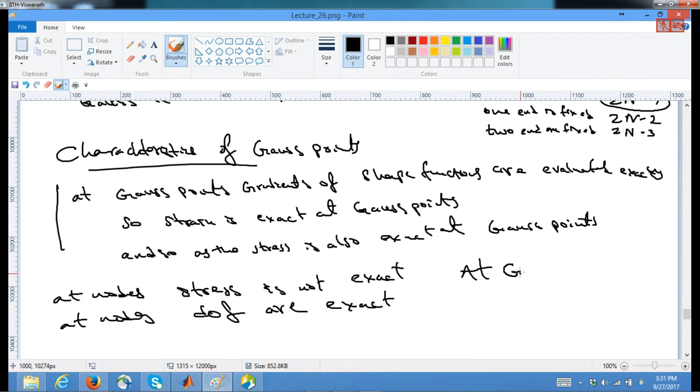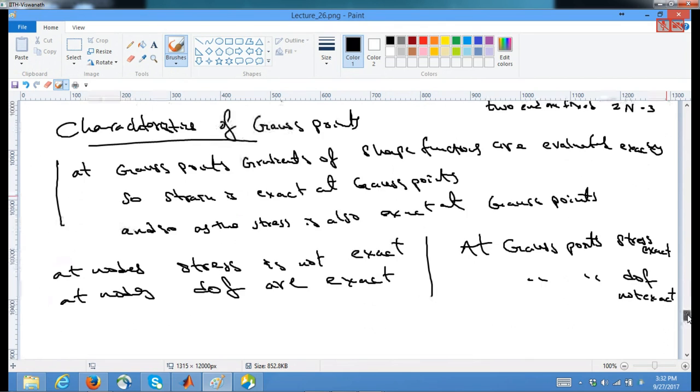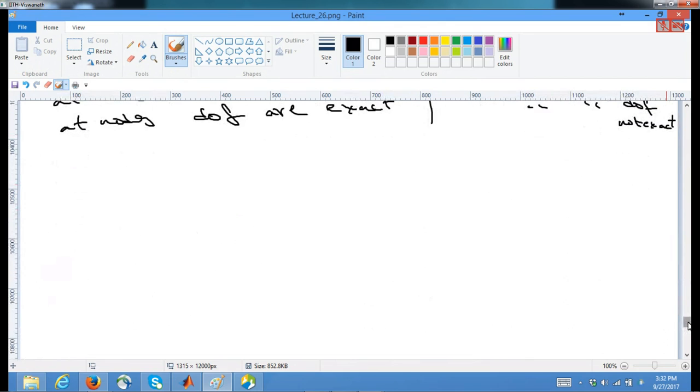At Gauss points, stress is exact. And at Gauss points, the degree of freedom may not be exact. It's an interpolation. That is a very key thing that people have to remember when doing the numerical scheme. At Gauss points, the stresses are exact. At nodal points, degrees of freedom are exact. Just because the degree of freedom is exact, your gradient fields like stress are not necessarily exact at the nodal points. They are only the projection from the Gauss points. Okay, so this is for the 1D. What we will do now is the 2D case.